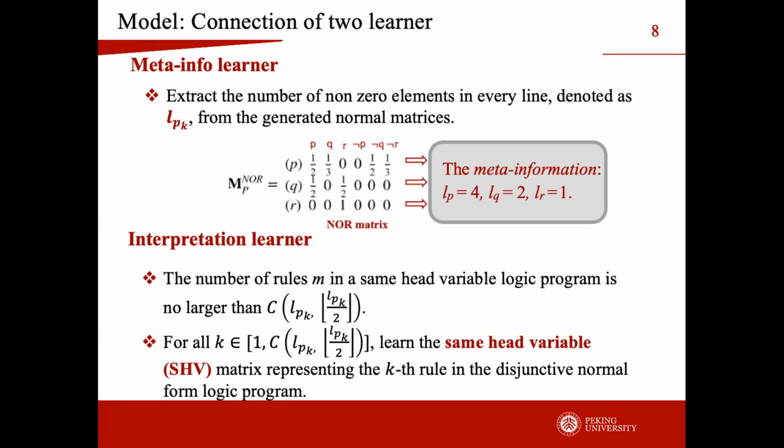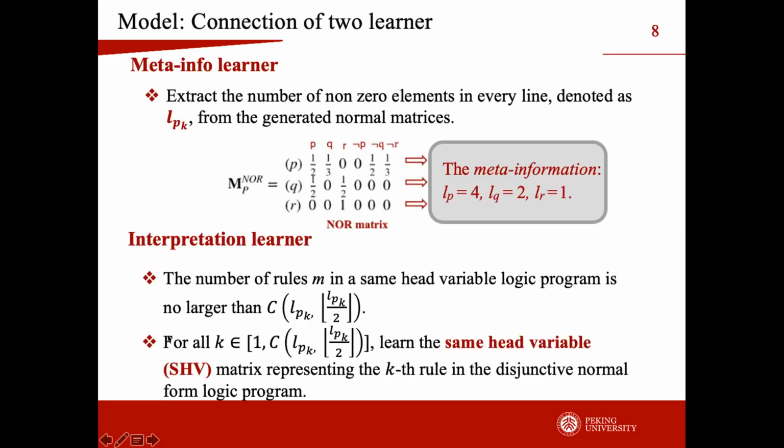In the first learner, we learn how many different literals are in the different logic rules with different head variables. In the second stage, we want to know what kind of symbolic form each of the different logic rules with different head variables takes. Before doing that, we give a proposition that the number of rules M in a same-head-variable logic program is no larger than this number. This is a combination number.